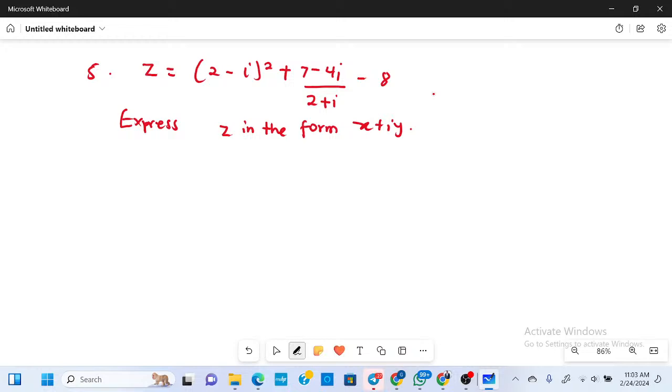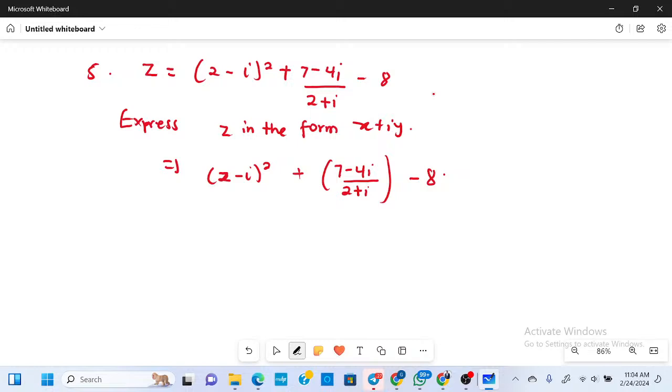So let's see. Express this expression here in the form x plus iy, where x and y are real numbers. So at this point, let's take the expression (2 minus i) all squared plus (7 minus 4i) over (2 plus i), minus 8. To do this, I have to take the terms individually.